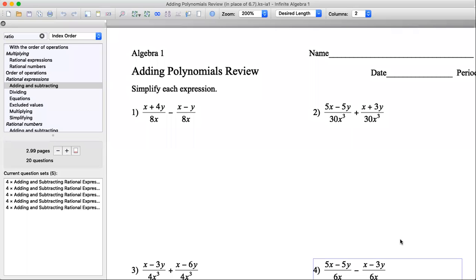Do you care which one? Josie, do you care which one? No, not really. All right, let's look at 18.